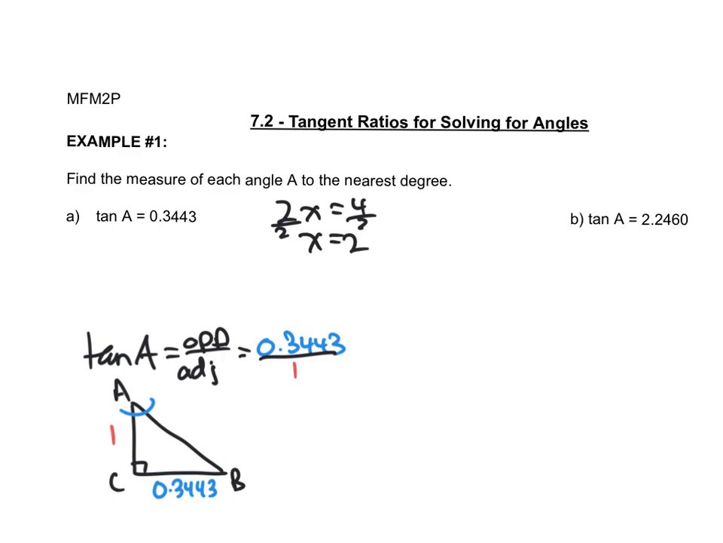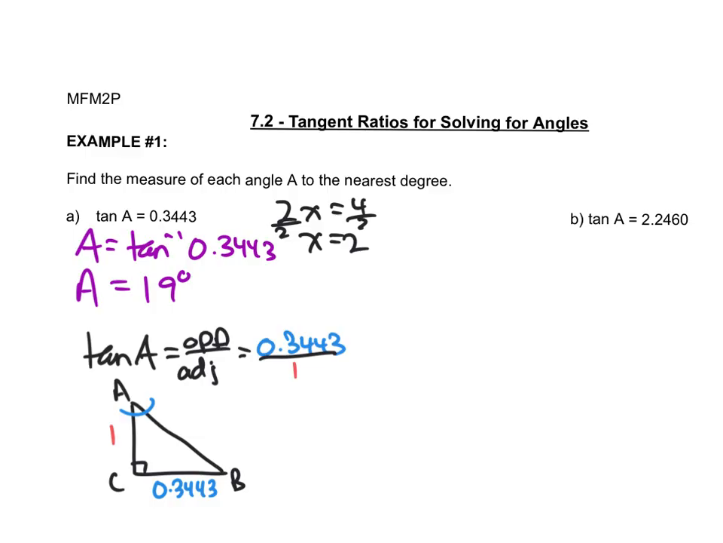And so what we do is we say that A is the inverse tan of 0.3443. And so we pop that into our calculator by pressing second function tan and then 0.3443, and it gives us 18.99, which is basically 19 degrees.